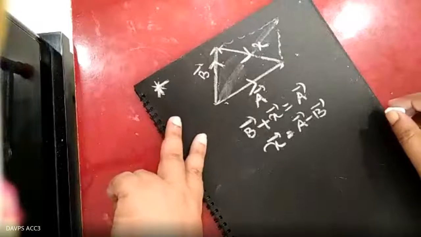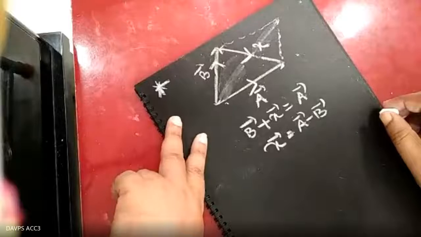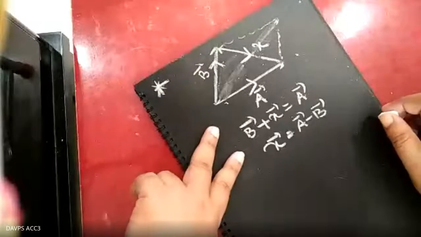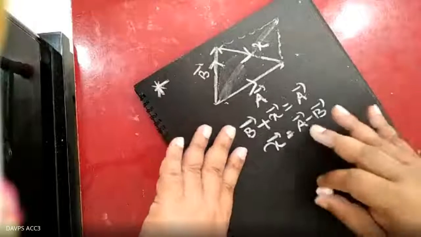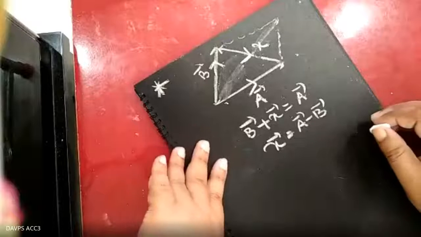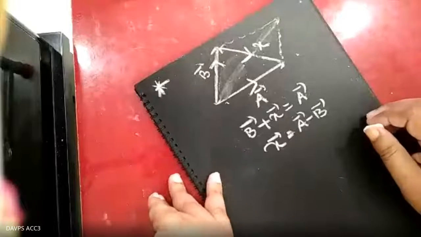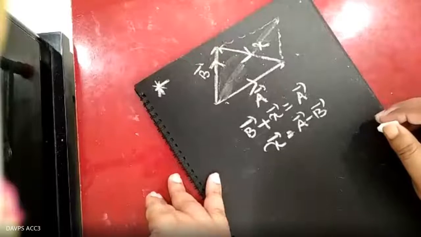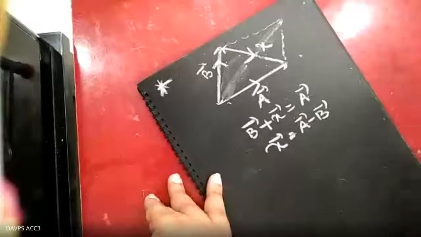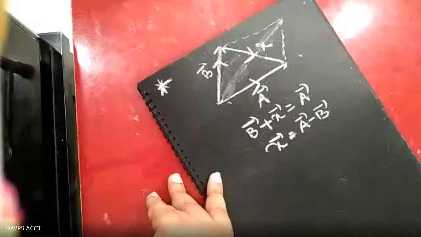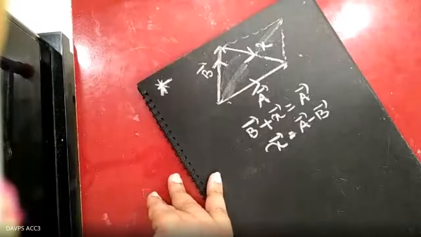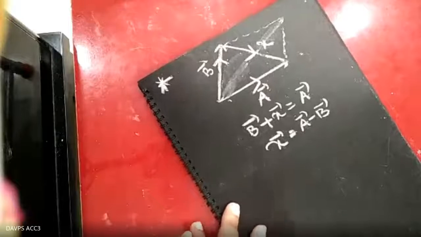In the parallelogram law of vector addition, the diagonal which is not passing through the point of action represents the difference of two vectors. This is the one point.